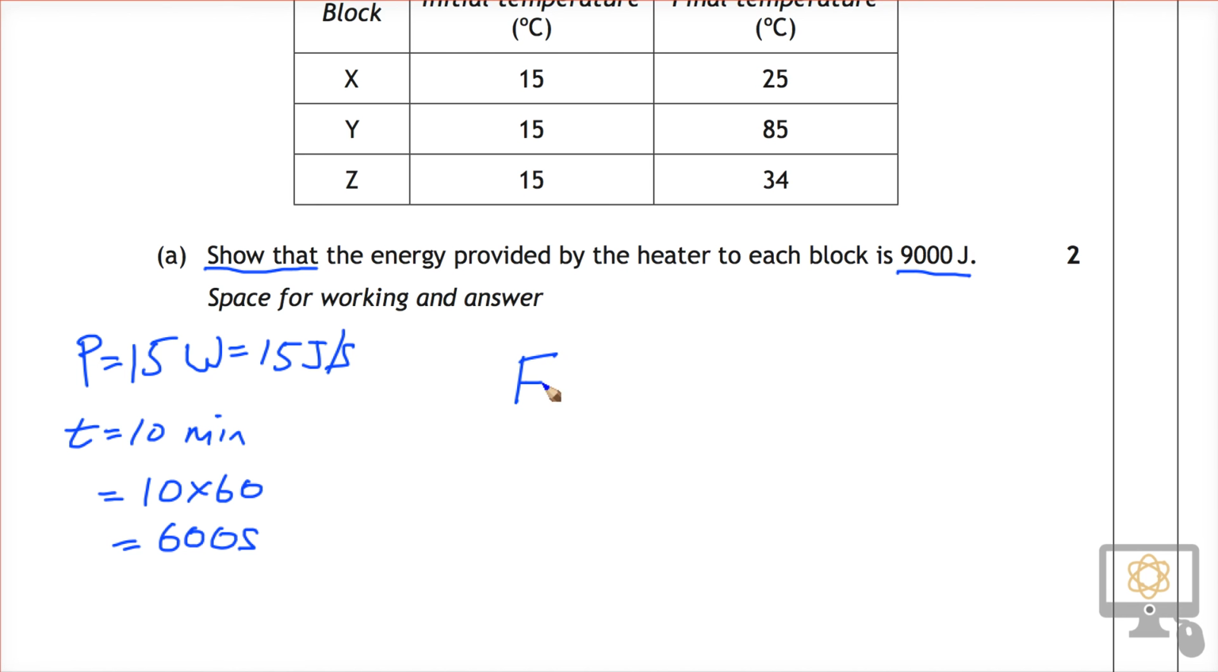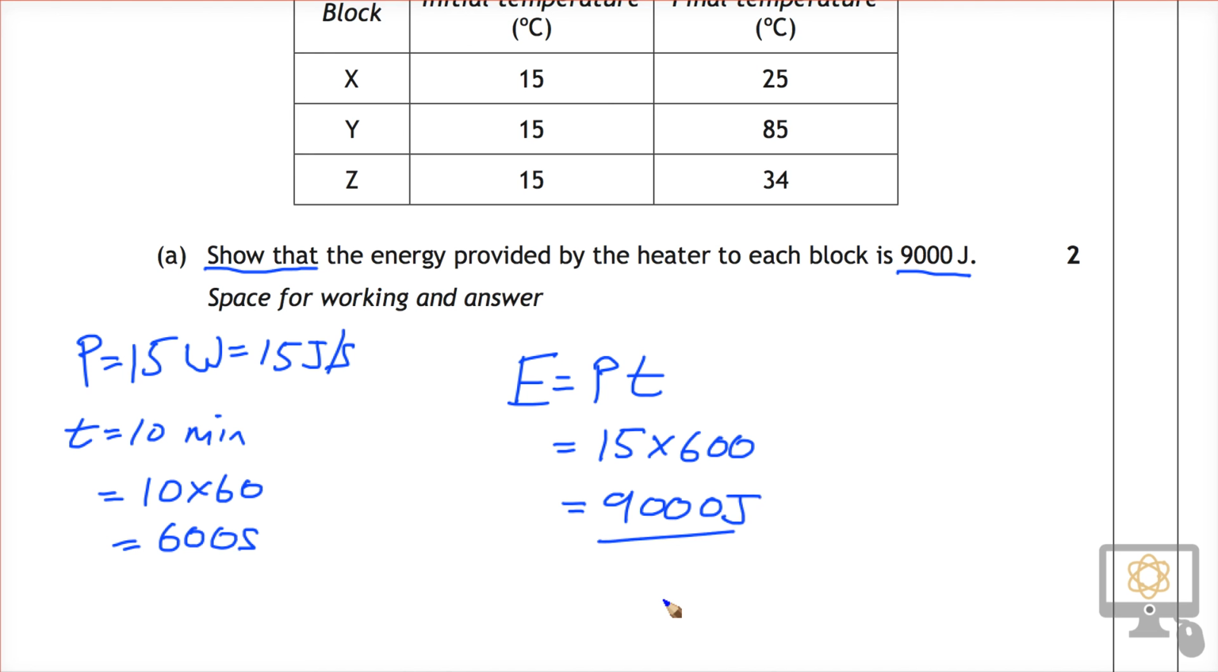So our equation is energy is equal to power multiplied by time. If there's 15 joules used every second, well, how many joules are going to be used in 600 seconds? So that's what we're doing here. And we just plug in the values, 15 times 600. And that gives us, when we calculate it, 9,000 as we expect. And that's what we need to show.